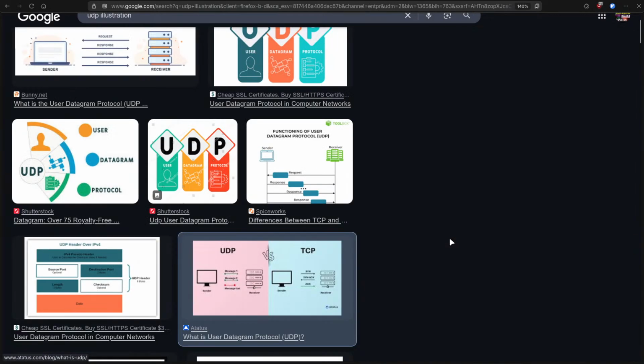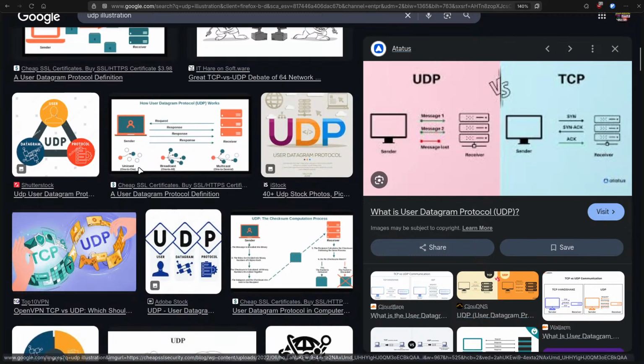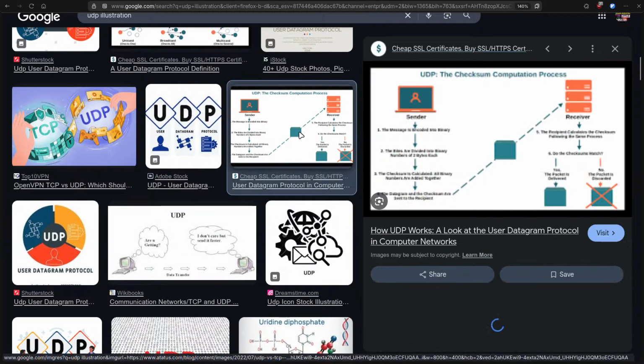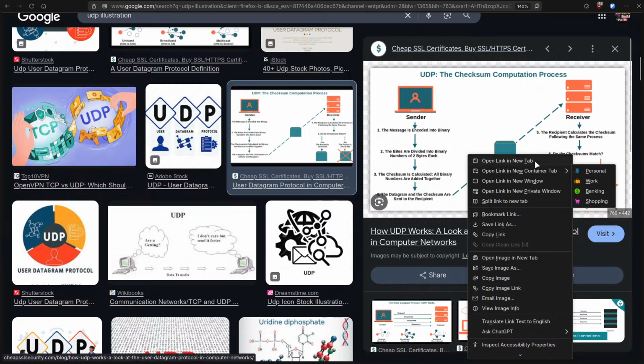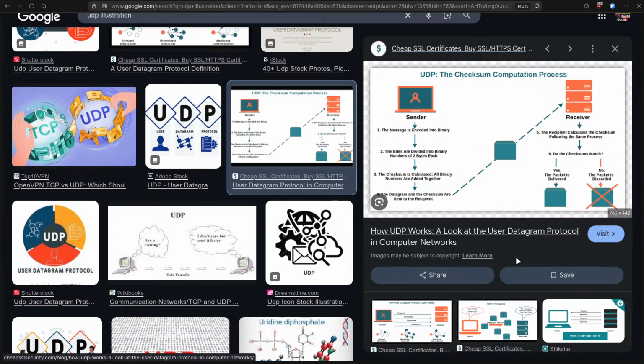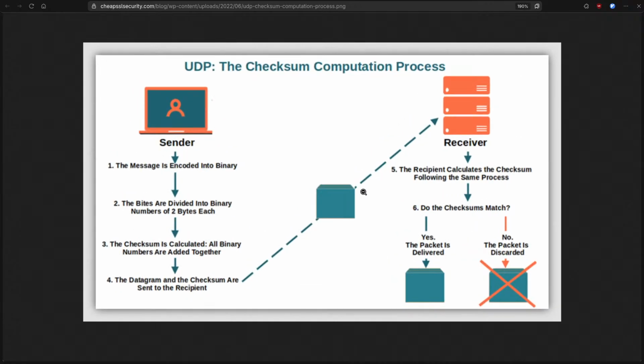Okay, there are differences between UDP and TCP. We shall be going into this, but I need a good example. Okay, this is a good one. Let's use this. So this is the UDP checksum computation process. This is how UDP actually works and how the datagram gets created.